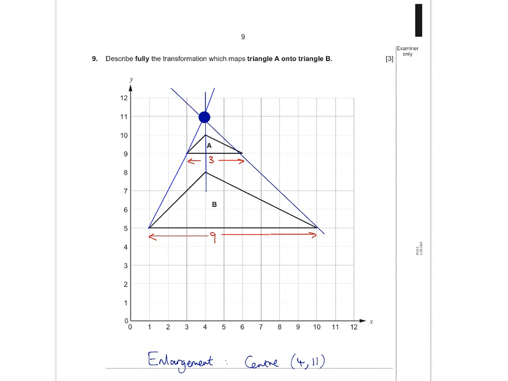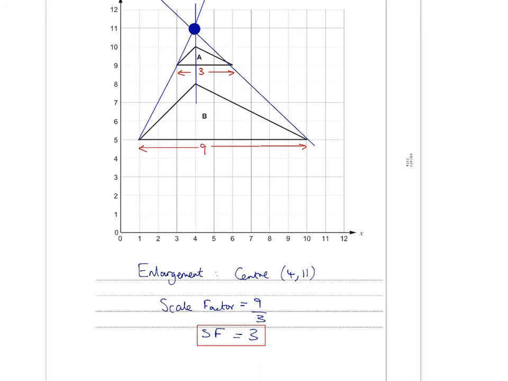But you can't just leave it with a blob like that. What you need to do is, underneath it, answer the question. So you say, it's an enlargement, scale factor of 3, and a centre of enlargement (4, 11), and do it as a coordinate. Okay, so don't even just put a blob there and put COE next to it. You've got to actually say the centre of enlargement, or the centre, or COE, whatever you want to call it, and put the coordinate as (4, 11). Okay?